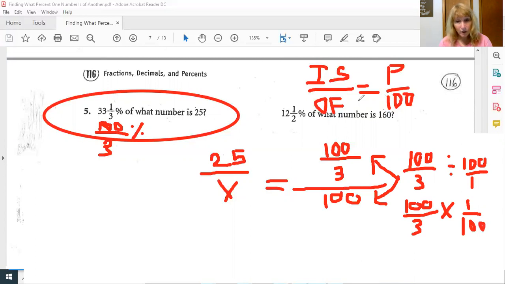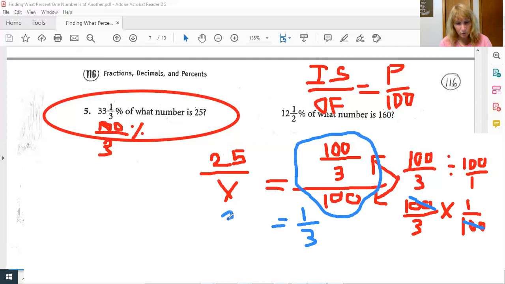And that will give us, cross off our 100s, that'll just give us 1/3. So this whole thing now has just become 1/3. This whole piece is now 1/3. And that's equal to 25 over x. And now we cross multiply.